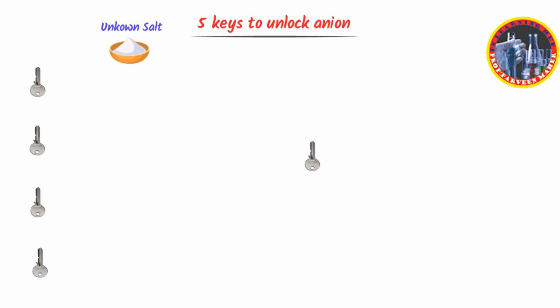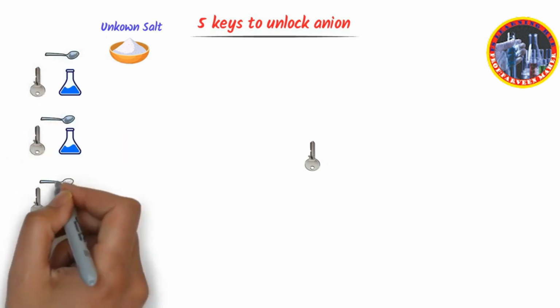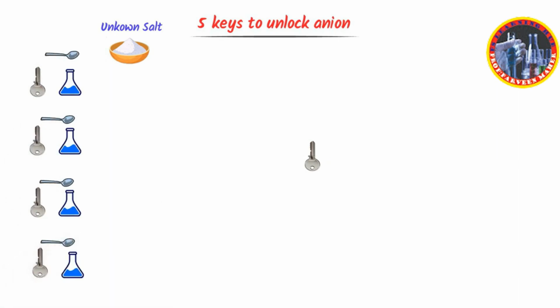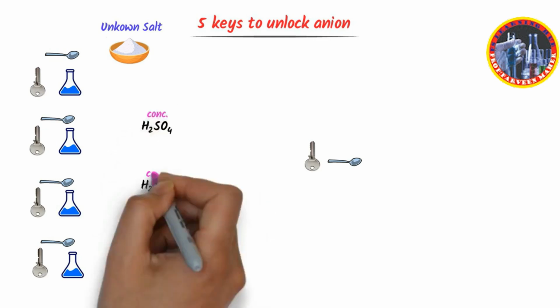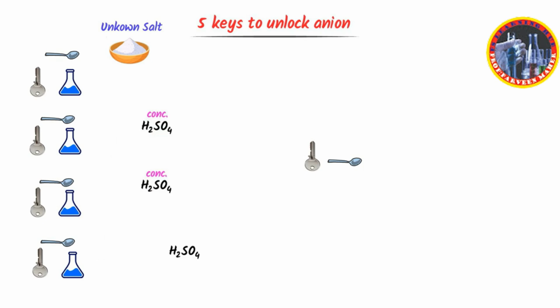Consider an unknown salt. We have already learned that we will use 5 keys to unlock its unknown part or anionic part. Firstly, I take some water in 4 different beakers. Secondly, I add the unknown salt to the first beaker, to the second beaker, to the third beaker, and to the fourth beaker. Lastly, I will only keep unknown salt here. Now I will use sulfuric acid, H2SO4, in the second, third, and fourth key. Remember that in the second and in the third case, we use concentrated sulfuric acid, while in the fourth case, we use dilute sulfuric acid.